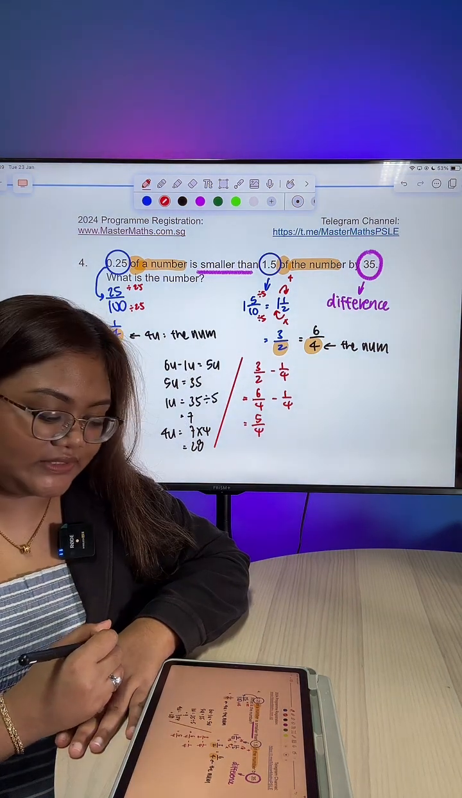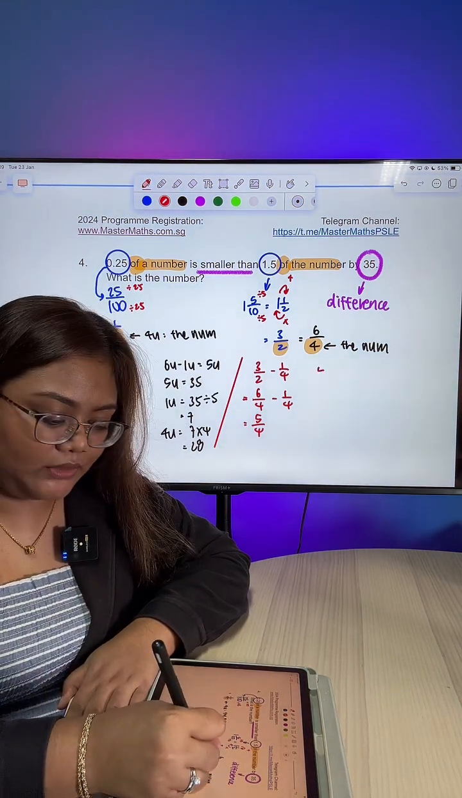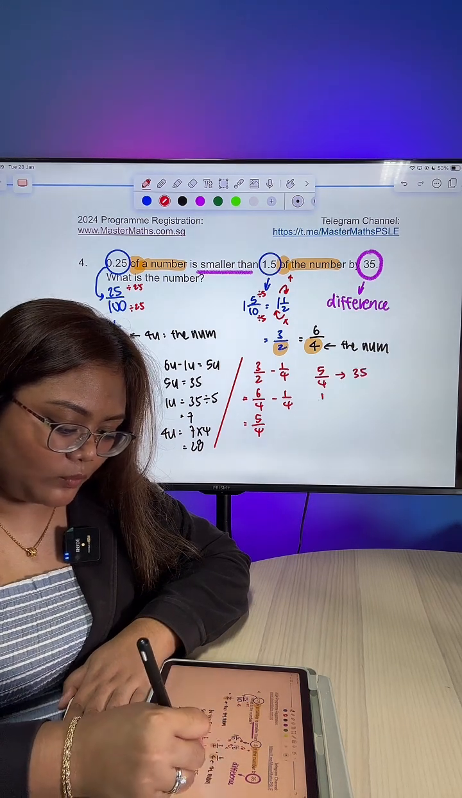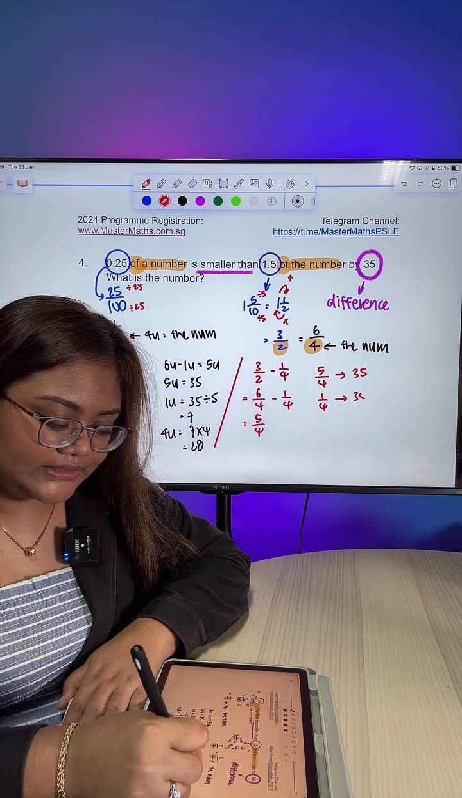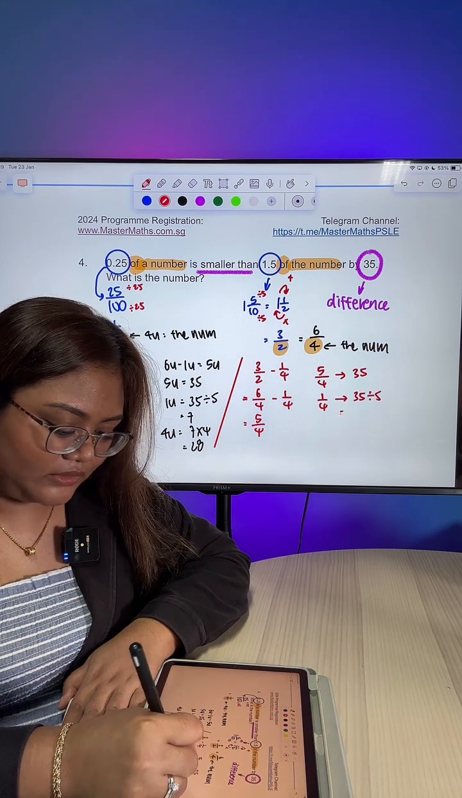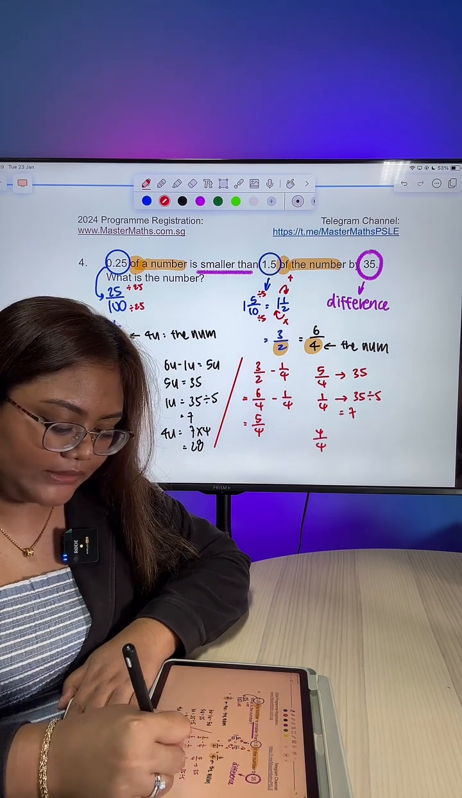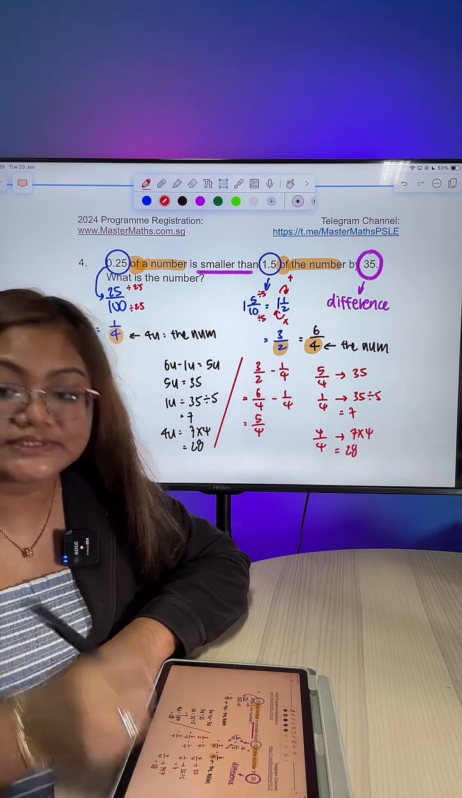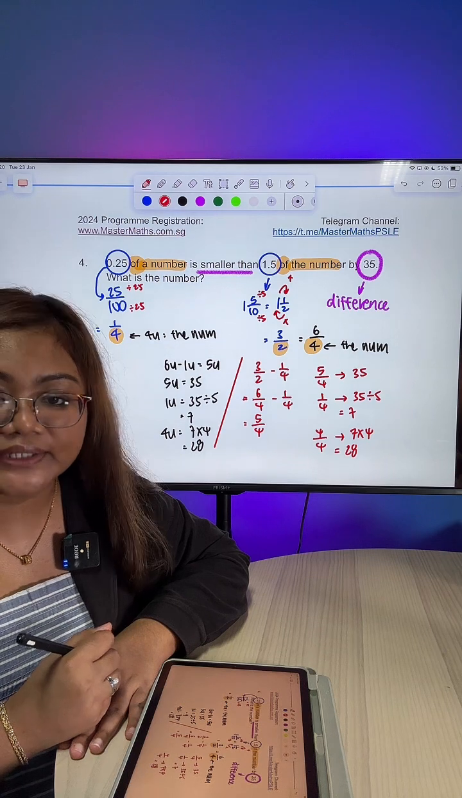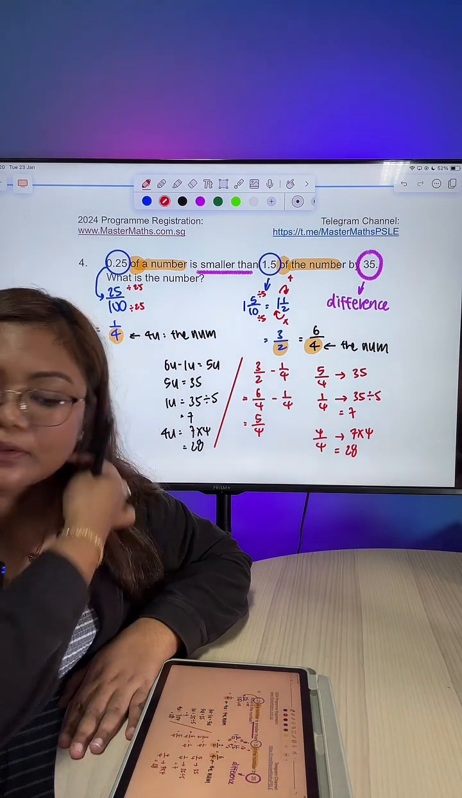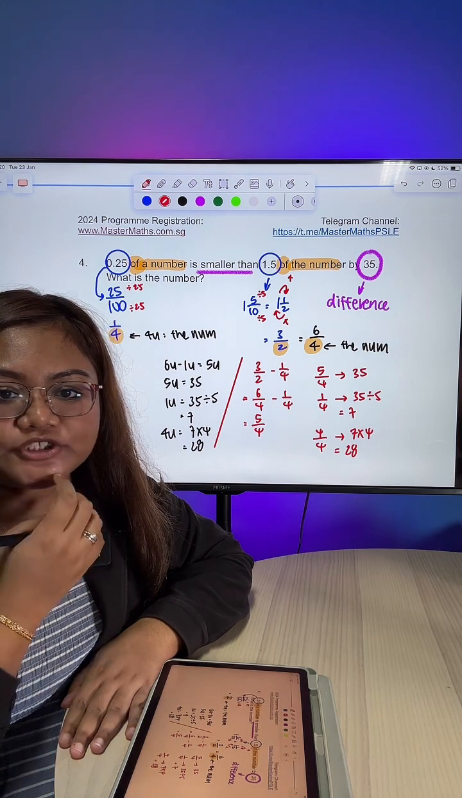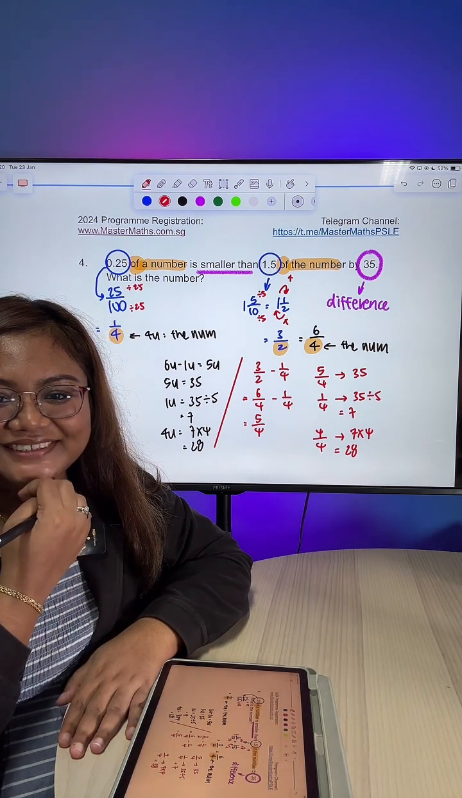So this 5 out of 4 of the number is 35. 1 out of 4 of the number is 35 divided by 5 to give us 7. Now I want the whole number, 4 out of 4 of it, so 7 times 4 to also give us 28. Clear? Any questions?